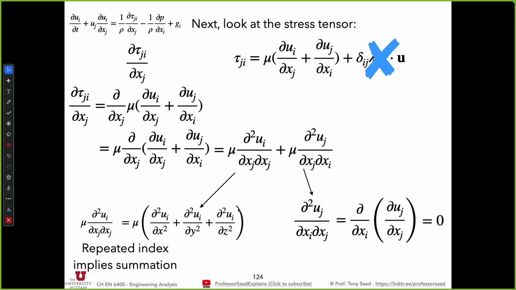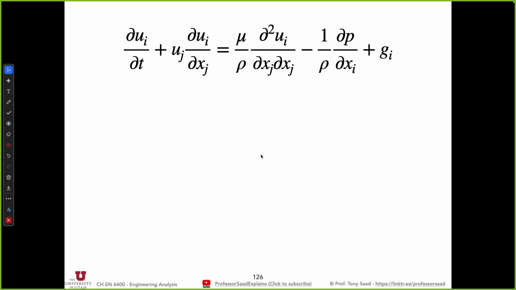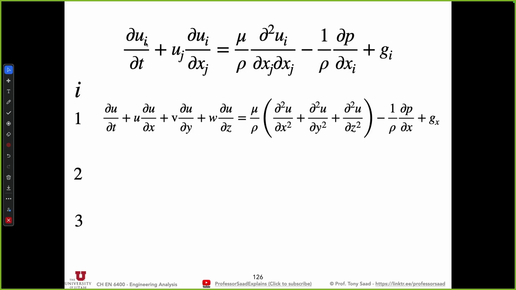So let's clean up. This becomes my diffusion of my stress tensor, the net diffusive flux contribution. And this is per component. And finally, this becomes my incompressible momentum equation with constant viscosity written in index notation. What do you do? You fix i, i equal 1, 2, 3. For i equal 1, you have du/dt + u du/dx + v du/dy + w du/dz.